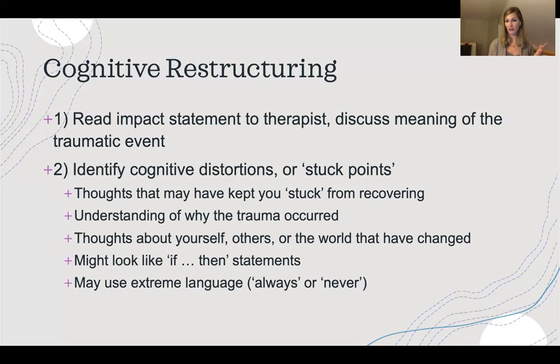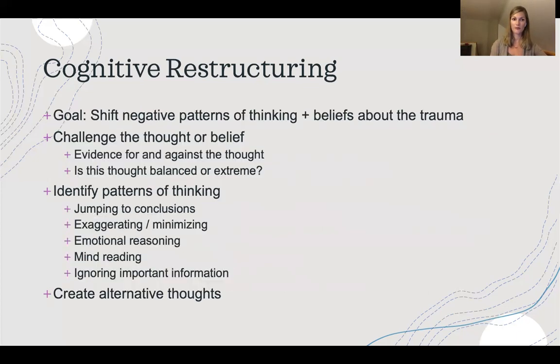So, if I hadn't gotten in the car, then we wouldn't have had that accident. And they might use extreme language like always or never. So, I'll always feel this bad, things will never get better. These kinds of thoughts can be understood as maybe keeping somebody stuck from recovering. And the goal of this therapy and the goal of cognitive restructuring is to shift these negative patterns of thinking and belief about the trauma into something more adaptive.